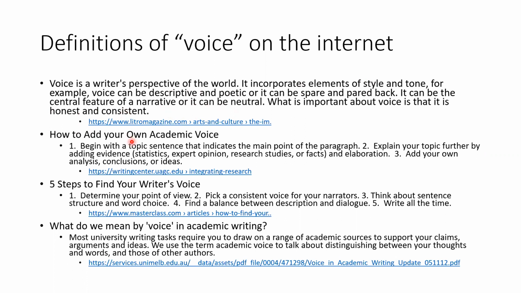So then you go on to another one. How to add your academic voice, that sounds okay. Begin with a topic sentence. Now, I love topic sentences. If you looked at or listened to my talk on paragraphs, it will tell you that every paragraph has a topic sentence and supporting sentences and a concluding sentence. So I was happy to see this. Begin with a topic sentence that indicates the point of the paragraph. Explain your topic further by adding evidence in other sentences. And then you add your own analysis, conclusions, or ideas. It also doesn't tell me much about how I must put voice into my writing.